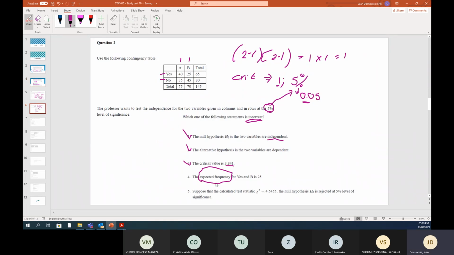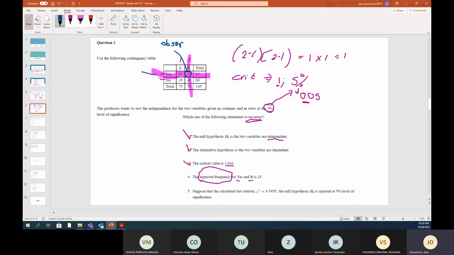So let's look at the expected frequency for yes and B. Okay, that value of 25 is not expected, that is your observed. So in the values that they give us, that is the observed value. So we still need to find out if the expected value is also 25.